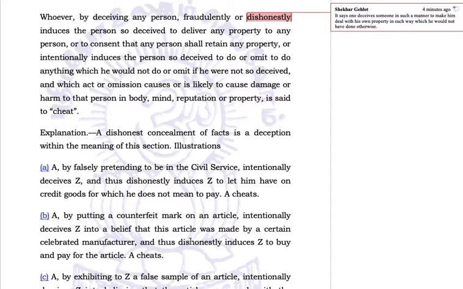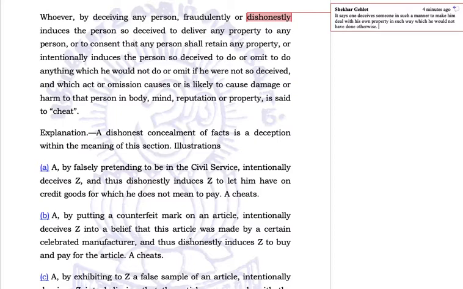A is cheating. Now, A brings up a painting and says this painting is 400 years old. It was painted by the legend Pablo Picasso. Okay, and so you should pay me 20 lakh rupees for this painting. And ultimately, the painting is worth rupees 2000 only.